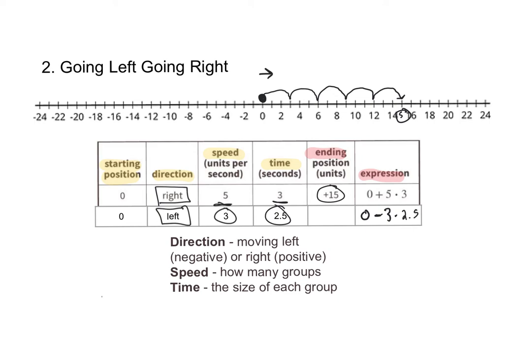So let's check that out. Let me erase this arrow and go ahead and plot this. So here is 1 group of 2.5, and then there is 2 groups of 2.5, and then there is 3 groups of 2.5. So landing right here at negative 7.5. So I'd say my ending position is negative 7.5. So just remembering that moving to the left means you are moving in a negative direction. Moving to the right means you are moving in a positive direction.